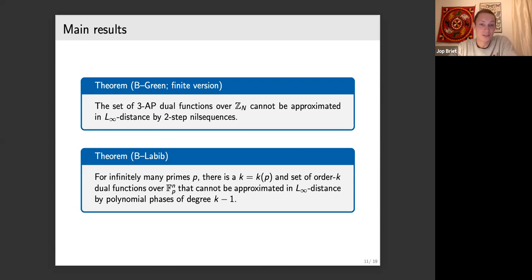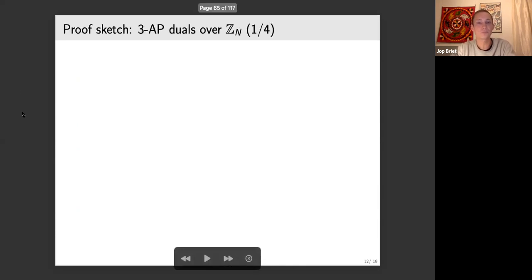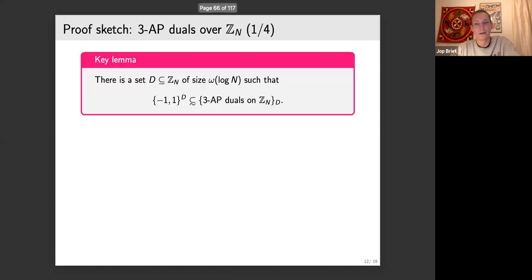Okay, so I'm roughly halfway and I've finally gotten to our results. For the remainder of this talk, I'd like to say a little bit about what goes into these results, how you prove them. I'm going to start with the integer setting. The proof sketch is as follows. It relies on what we'll call a key lemma.